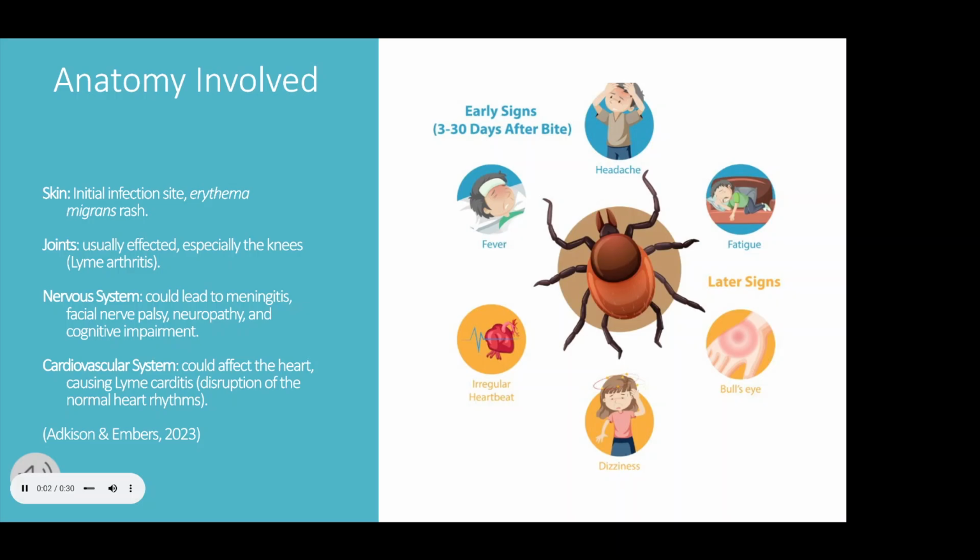The anatomy involved in the Lyme disease process affects several key systems in the body. So the skin is the initial infection site, often presenting with the red rash we mentioned in the last slide. Joints, particularly the knees, can become inflamed, leading to Lyme arthritis. The nervous system may be affected, including facial nerve palsy, neuropathy, and cognitive impairment. And finally, Lyme carditis can disrupt the heart's normal rhythm.